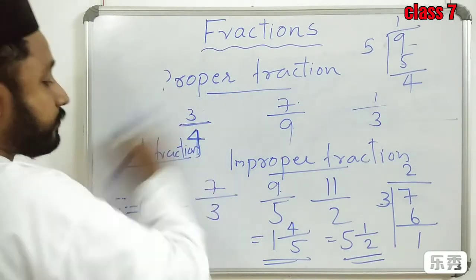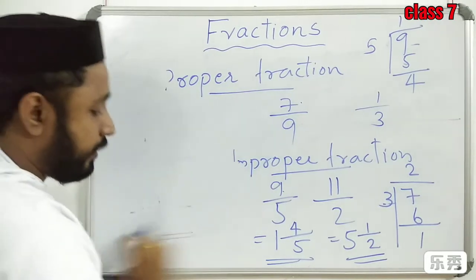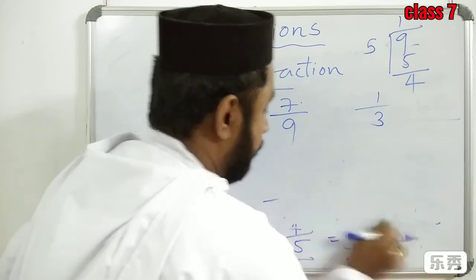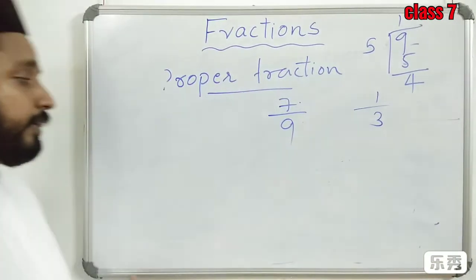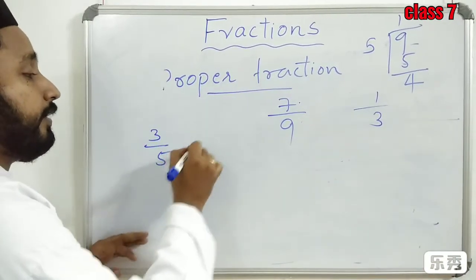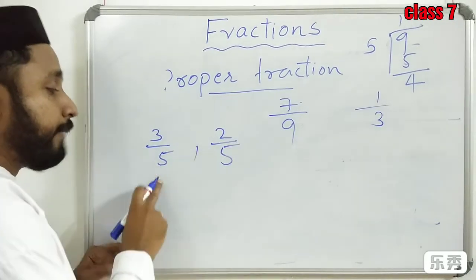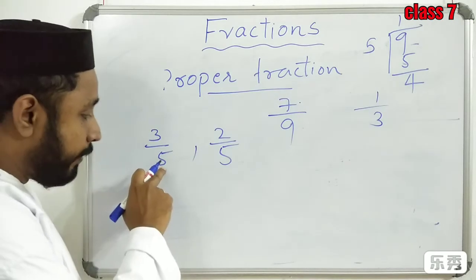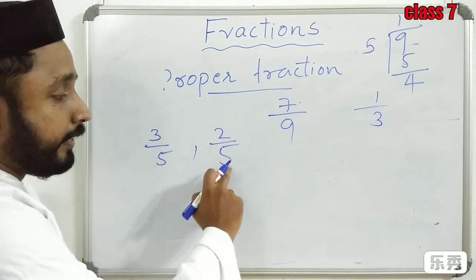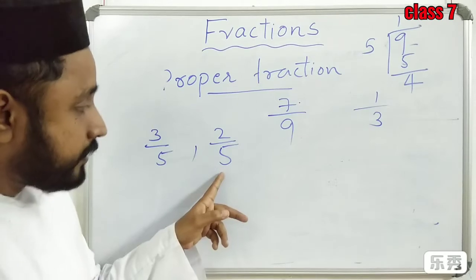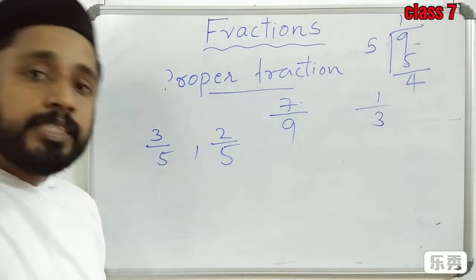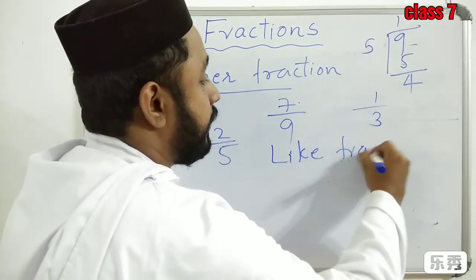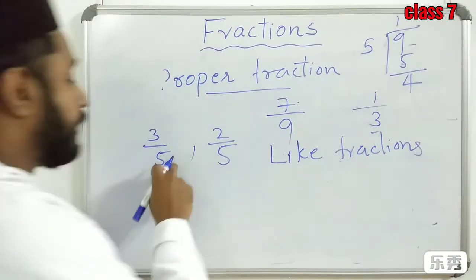Another type of fraction is like fractions. When we say two fractions are like fractions, I will show you by example. 3 by 5 and 2 by 5. 3 by 5 is a fraction, 2 by 5 is a fraction. Look at here. Here the denominator is 5. Here the denominator is 5. In both cases, the denominators are the same. Such fractions are called like fractions. 3 by 5, 2 by 5.